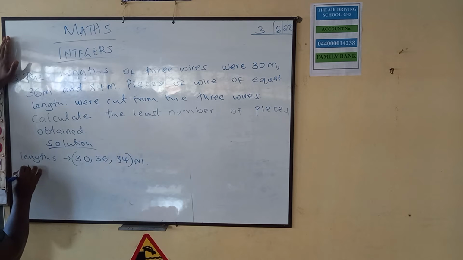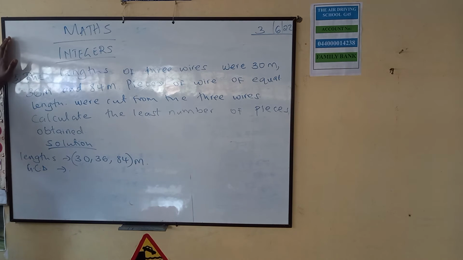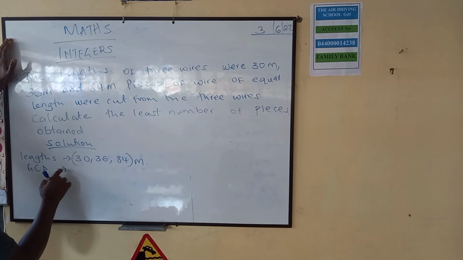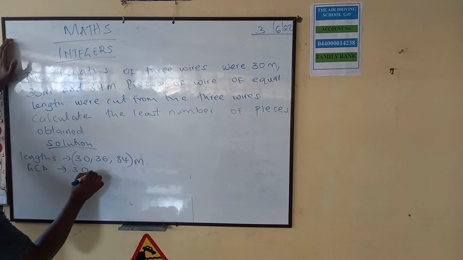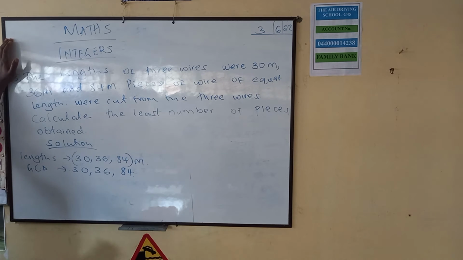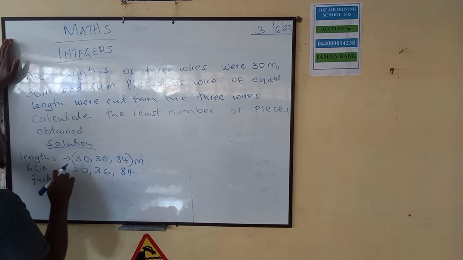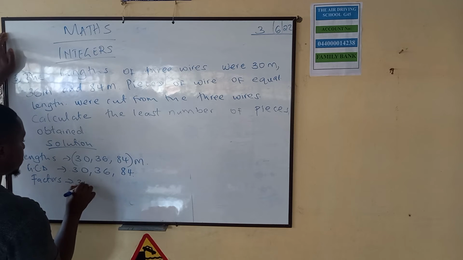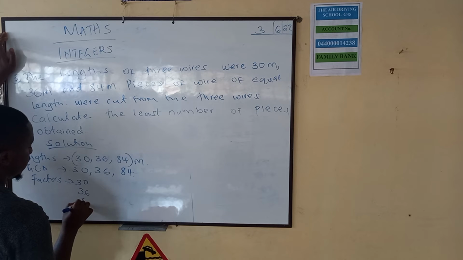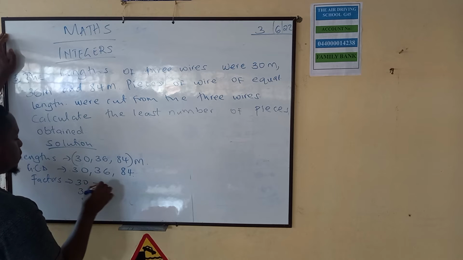Now here again we'll do the GCD. So we'll do the GCD of 30, 36, and 84. So what are the factors of the numbers? We have 30, we have 36, and we have 84. Let's start with 30.